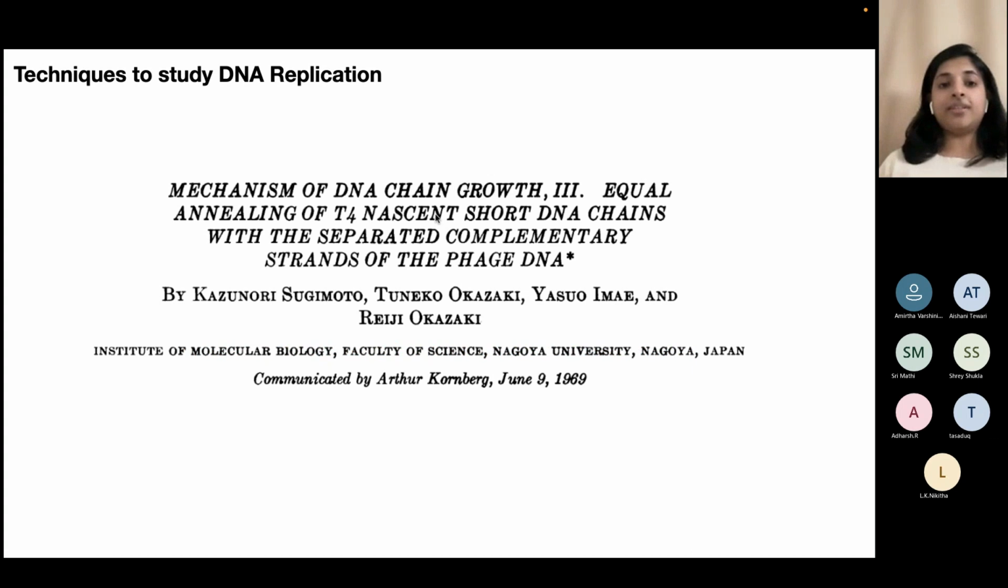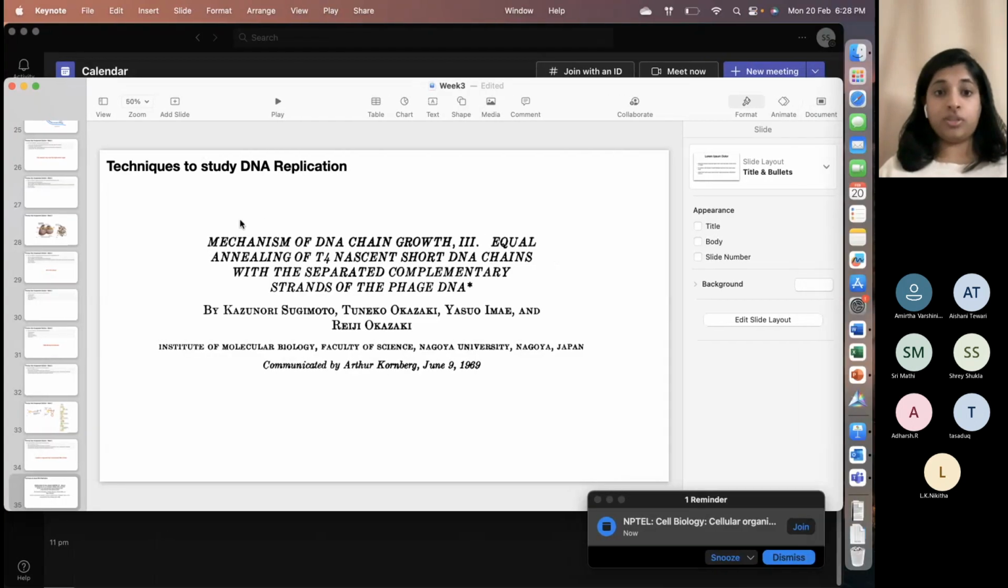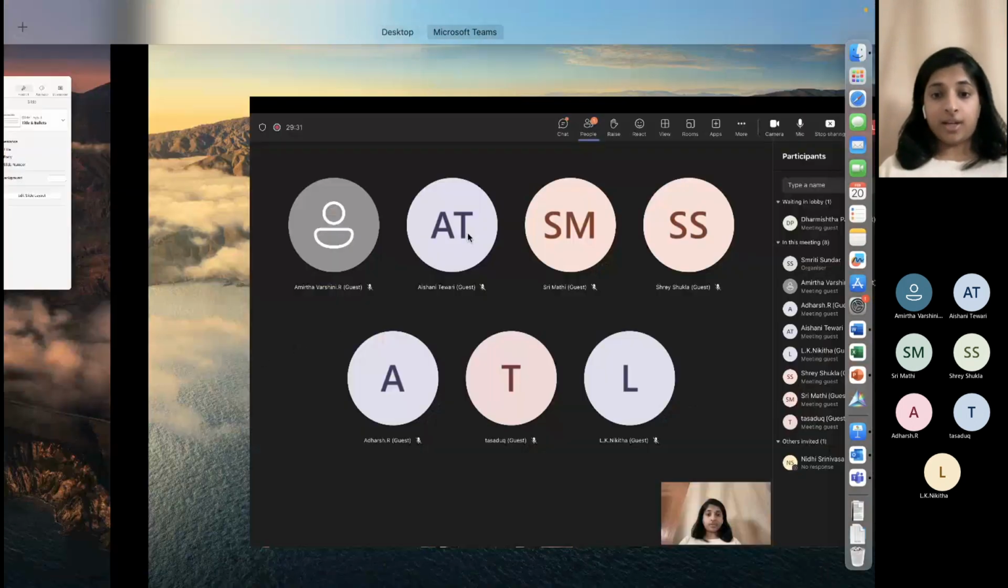I will move to the techniques that we use to study DNA replication, starting from briefly discussing Okazaki's paper and what he used to first identify that fragments are being formed. Before that, do any of you have any concerns that we should discuss before I start?